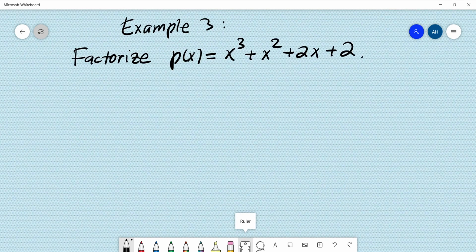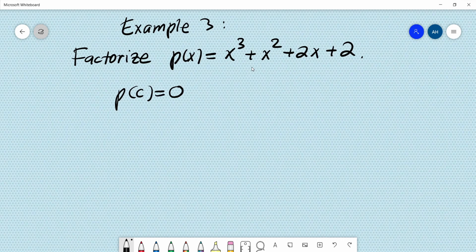You are ready for example number 3? Yeah, this is the question here. Factorize the polynomial P(x) equal to x cubed plus x squared plus 2x plus 2. Alright, so we are looking for P(c). We are looking for value of c such that P(c) is equal to 0.